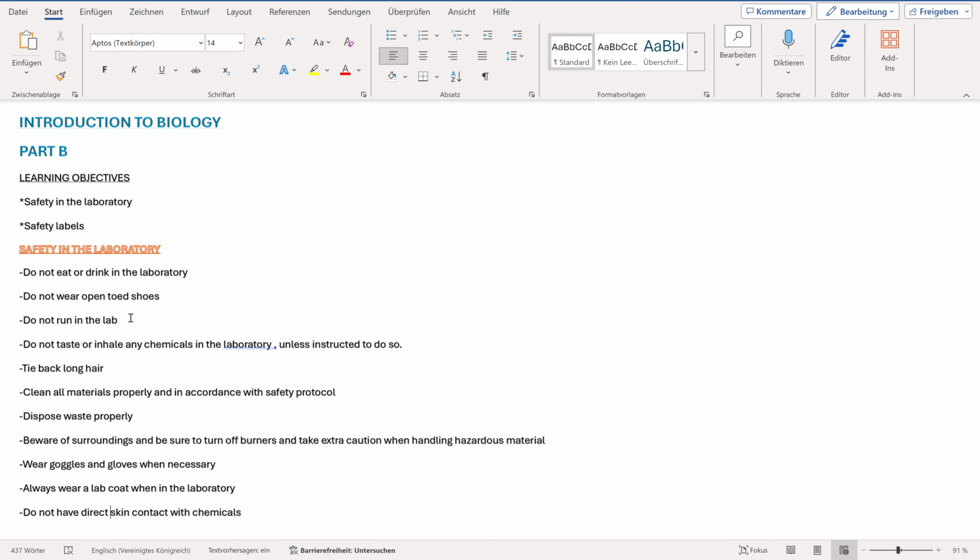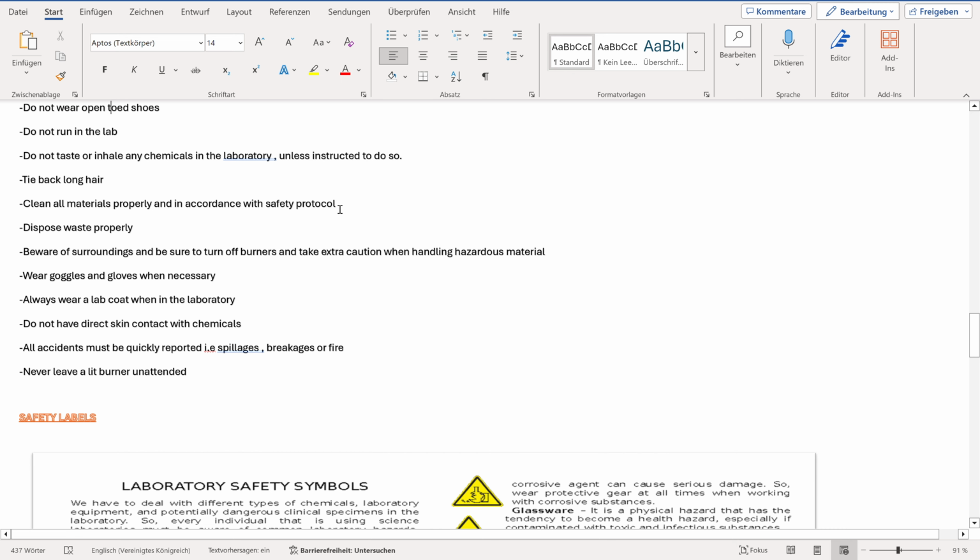Okay, then sorry, I moved a little bit too fast. Let me go back. Okay, so here, tie back long hair. So it is advised for students to tie back long hair. Then clean all materials properly in accordance with safety protocol. So it is advised that you clean all the materials or apparatus properly in accordance with the safety protocol. Okay, then we move on to the next laboratory safety rule, that is dispose waste properly.